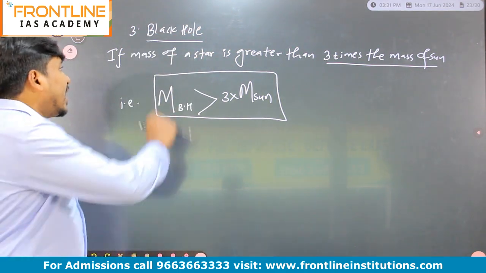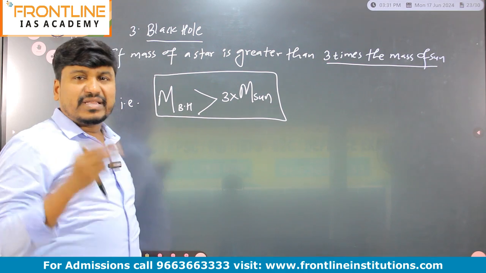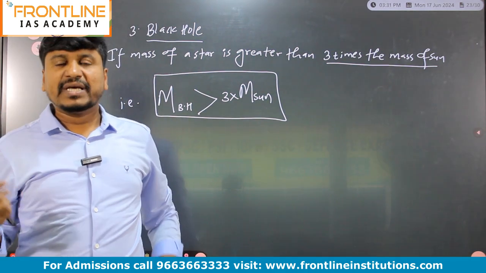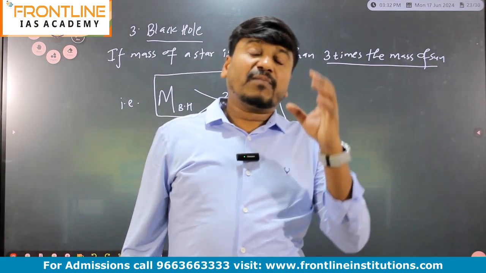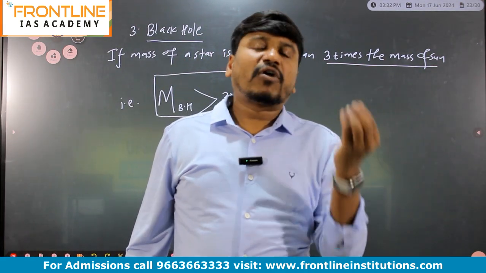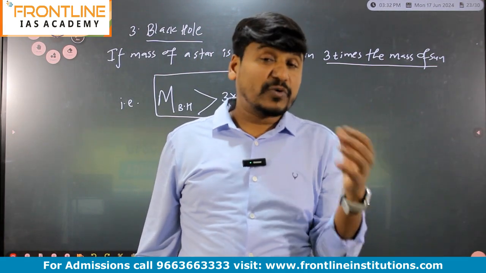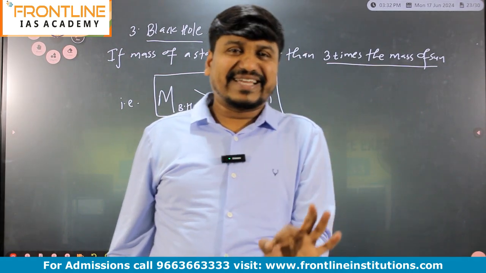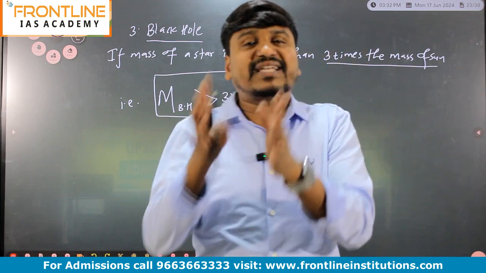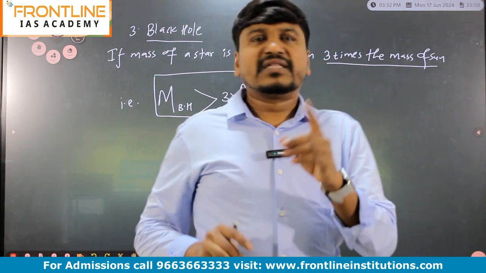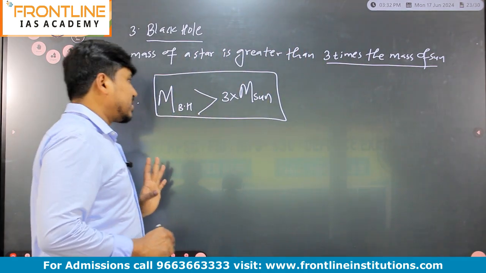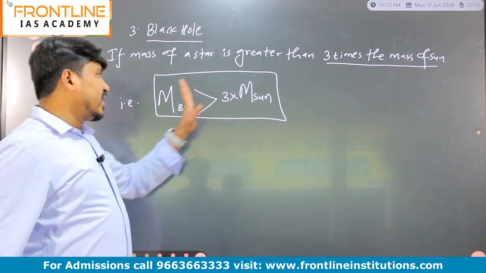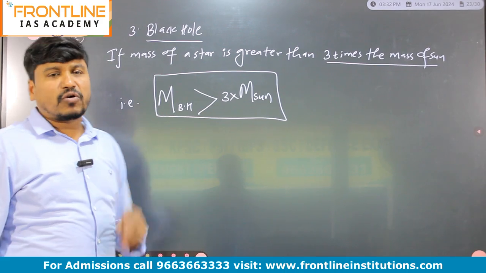Very important point. The size of a black hole will be at least 3 times greater than the Sun. It can be more than 3 times also. Sometimes the black hole can be 4 times larger than the Sun, or 5 times larger, or sometimes 20 times larger than the Sun. But it will not be lesser than 3 times the mass of the Sun. Very important point. So the mass of a black hole will be greater than 3 times the mass of the Sun.